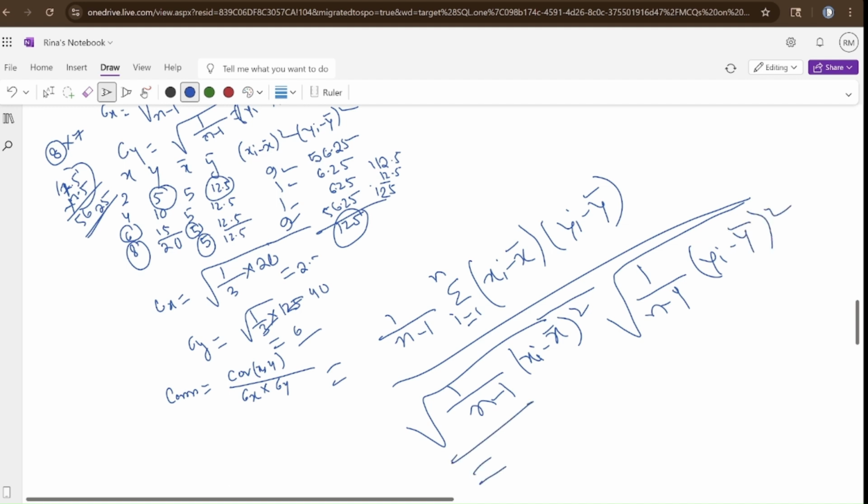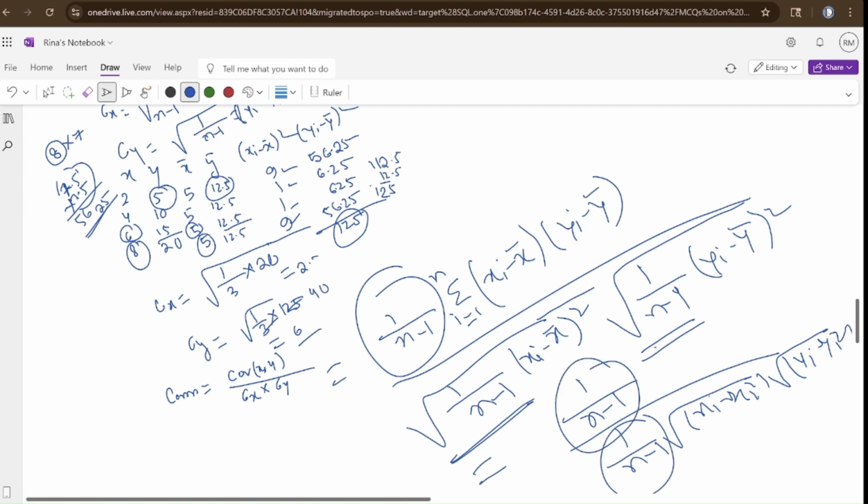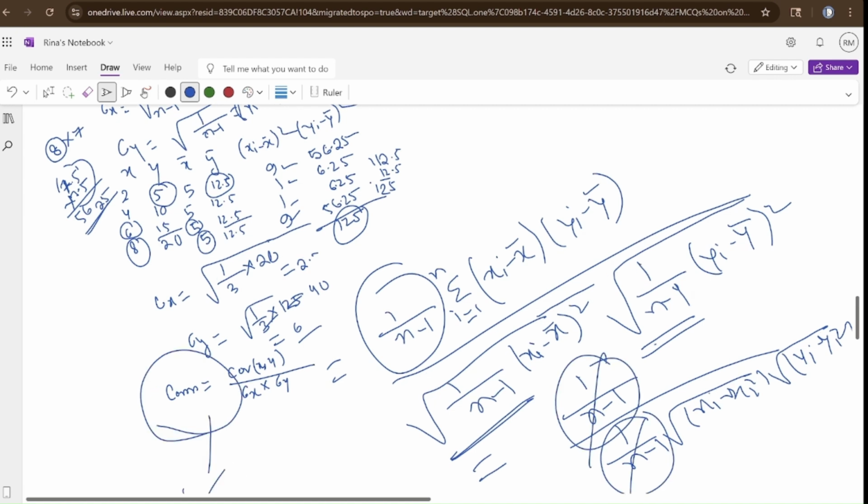So if I multiply them, it will become 1 by n minus 1 into root over of x minus x bar square, y minus y bar square, right? So in the numerator we have 1 by n minus 1, and here also we have 1 by n minus 1. So this will simply be removed. Here also xi minus x bar into yi minus y bar, and here also root over xi minus x bar square. So whatever the unit is, that is completely cut out. That is why correlation is unitless.